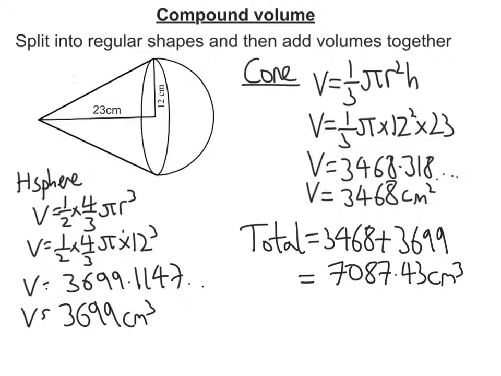So let's round it to 3 significant figures. The 7 will tell me if I round up or stay the same. So I round up. So that is then my answer, 7,090 centimeters cubed.